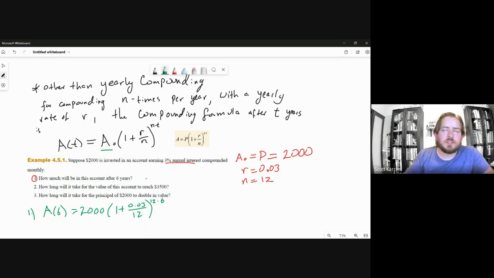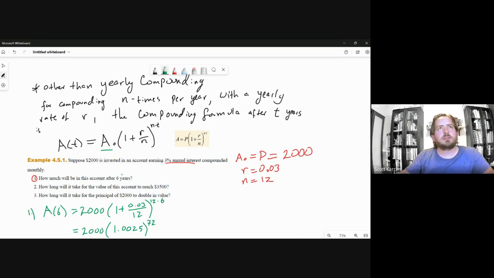So I can do a little bit of simplification if I like. 0.03 divided by 12 is 0.0025. And if I add that to 1, this turns into 2,000 multiplied by 1.0025, raised to the 12 times 6, which is 72.